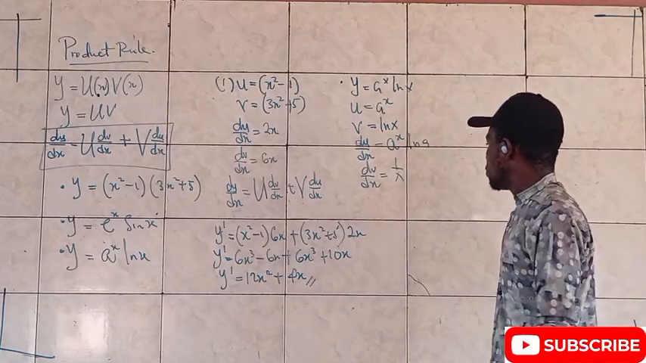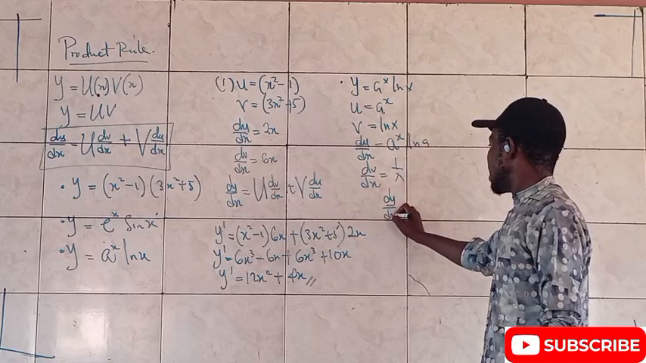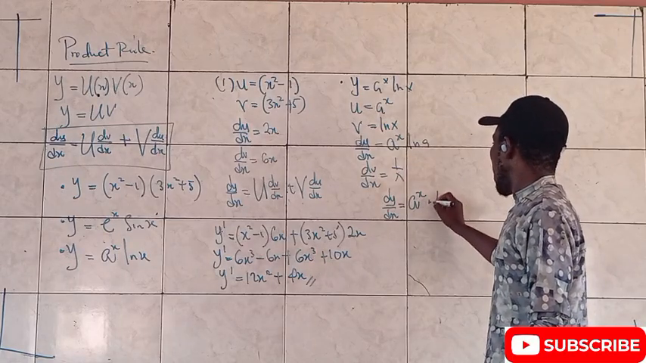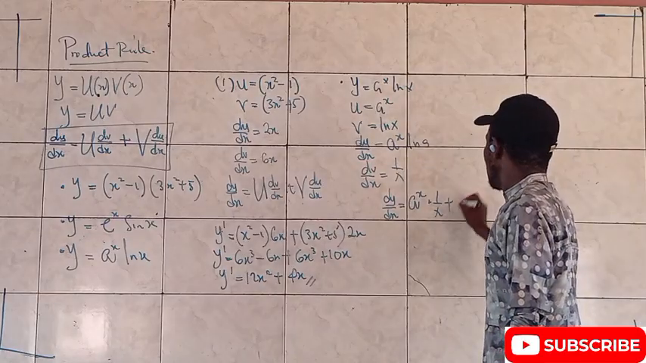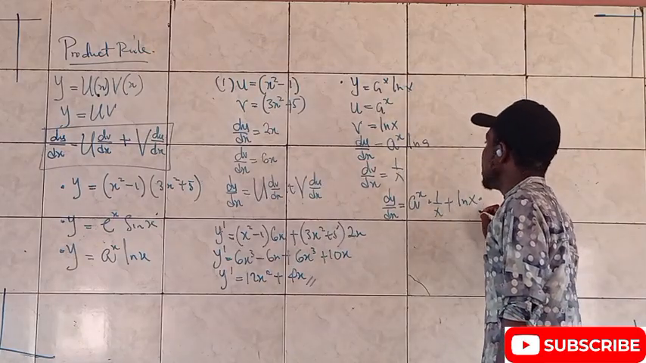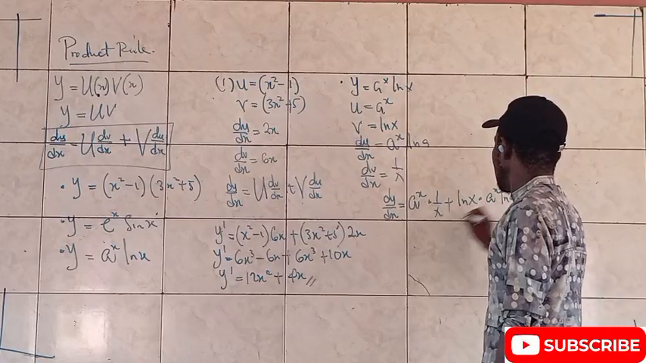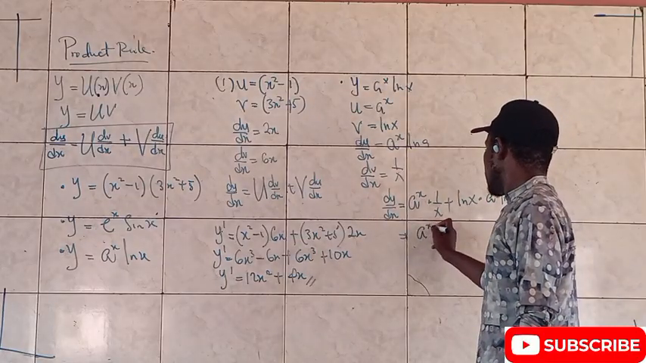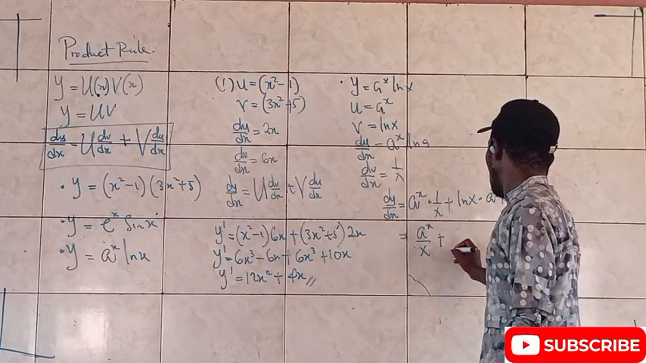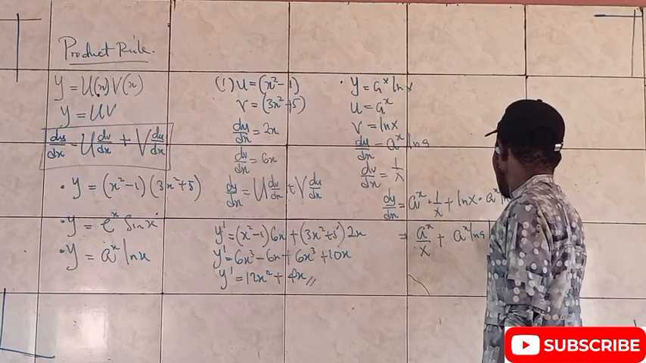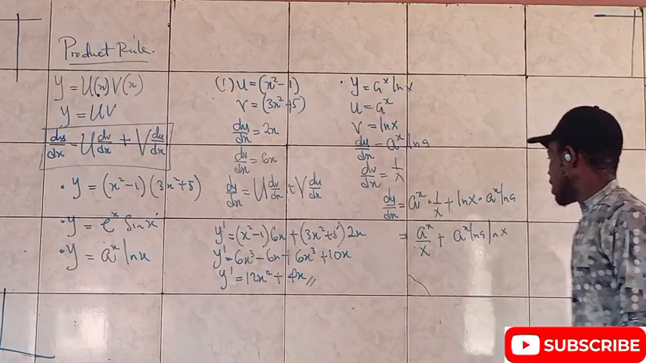Then what do I do for my computation? My dy/dx is u times dv/dx, which is 1 over x, plus v times du/dx, which is a^x ln a. What will that then give me? a^x over x plus a^x ln x. Eventually, I'm sure you understand.